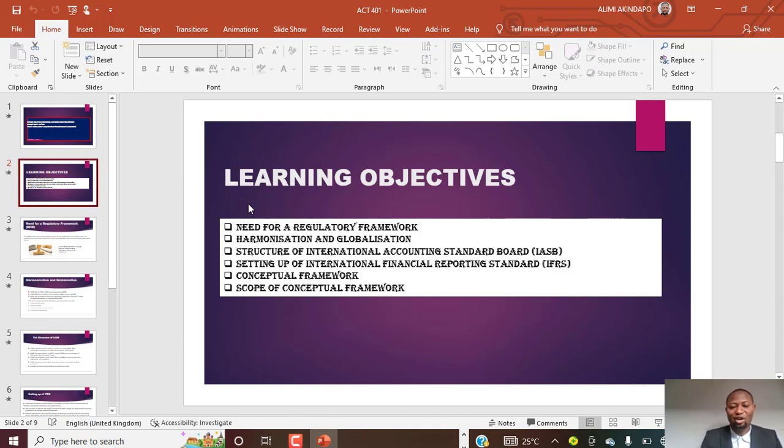The following are the learning objectives of this course. One, we need to explain the need for a regulatory framework. We need to discuss the harmonization and globalization. Then we need to explain the structure of the International Accounting Standard Board, IASB. Then we need to discuss how to set up International Financial Reporting Standard, that is IFRS. Then we also need to explain the conceptual framework, and finally, the scope of the conceptual framework should be discussed.